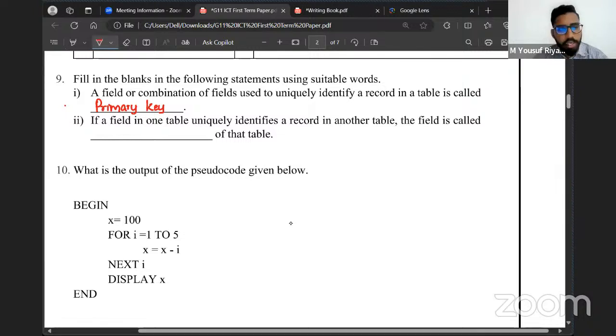And then the next one. If a field in one table uniquely identifies a record in another table, this field is called what? It's not unique in this table. It's unique in another table. That's called what type of key? Yes, that's called the foreign key. So a foreign key is a primary key of another table. That's going to be called a foreign key.